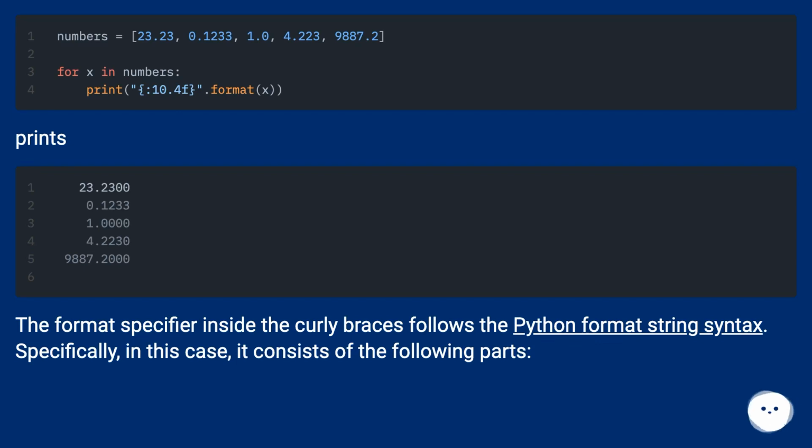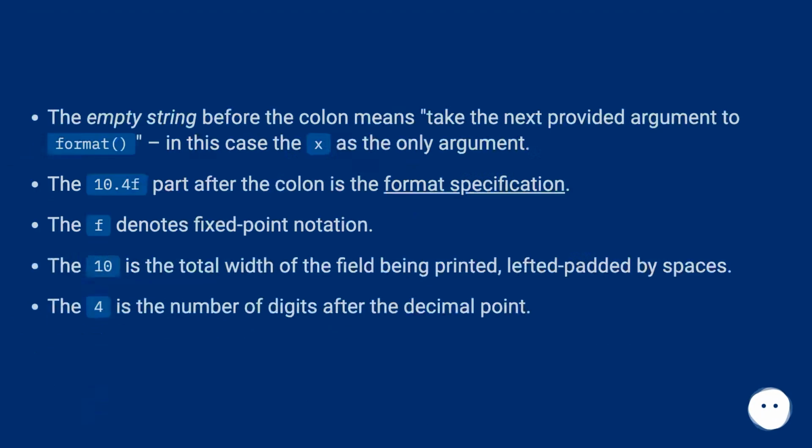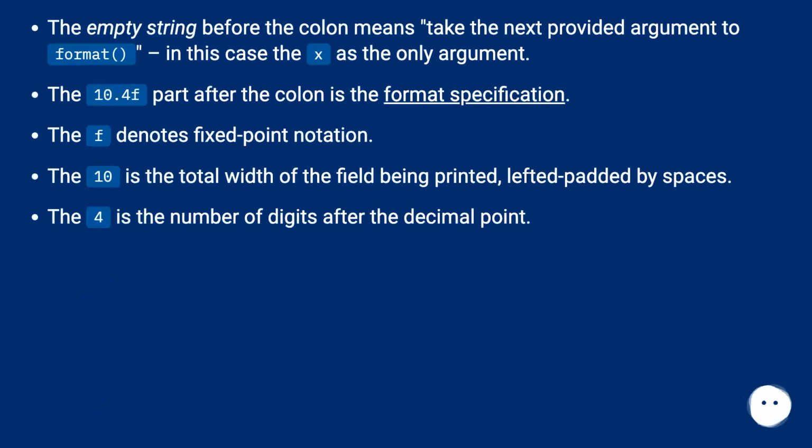The format specifier inside the curly braces follows the Python format string syntax. Specifically, in this case, it consists of the following parts. The empty string before the colon means take the next provided argument to format, in this case the x, as the only argument. The 10.4f part after the colon is the format specification.